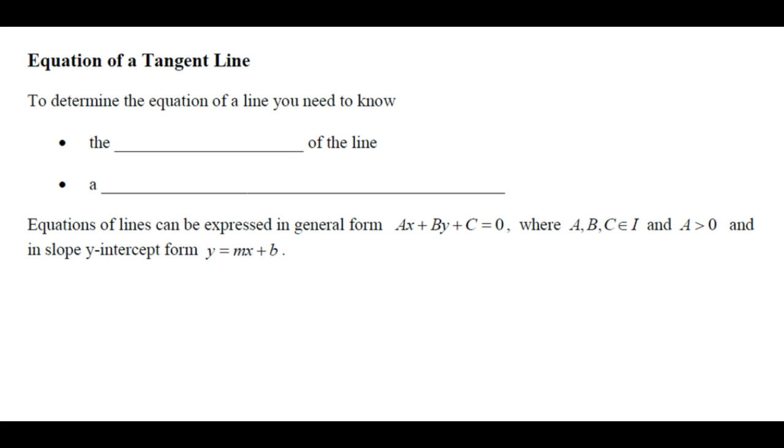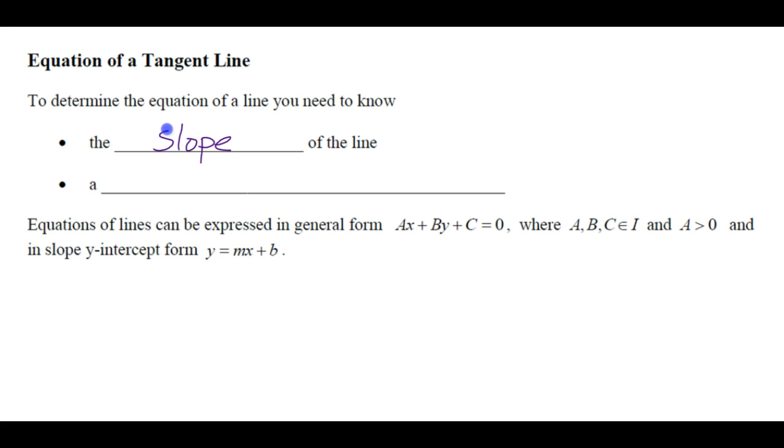So, to determine the equation of a line, what do you need to know? In order to get the equation of a line, you must have the slope, right? You need to have the slope of the line. This goes back to a previous math course, which was 10 or 20, I can't remember. I think it's 20, let's call it 20-1. You need to know the slope of the line, right?